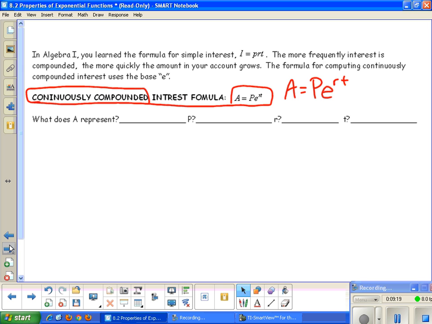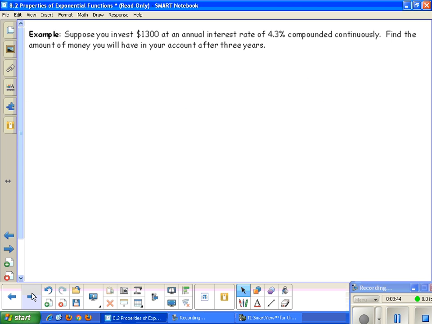A represents the total amount, or total value. P is your starting value, or starting amount. R is your rate, and T is the time. And normally we use time in years. So let's do some word problem practice. Suppose you invest $1,300 at an annual interest rate of 4.3% compounded continuously.